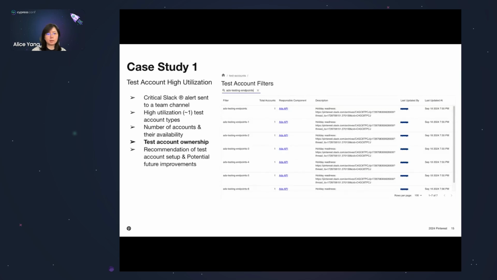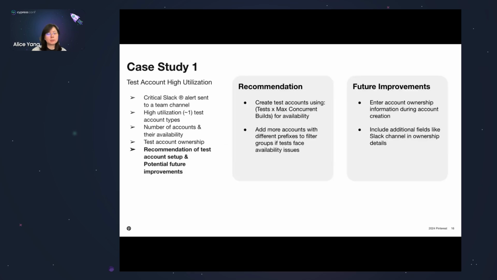That's why we come back to the Metro dashboard and find out the ownership of the test account, and try to understand what it's used for and which team it belongs to. So we found the responsible component, reached out to the team through Slack channels, and understood that this is actually only used on local for load testing for the holidays. Which is fine to have just one test account in this case.